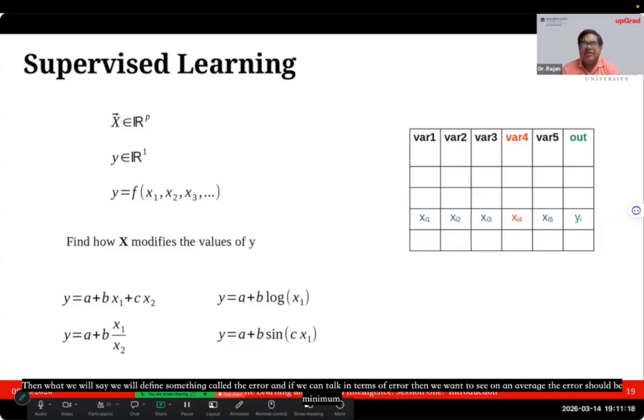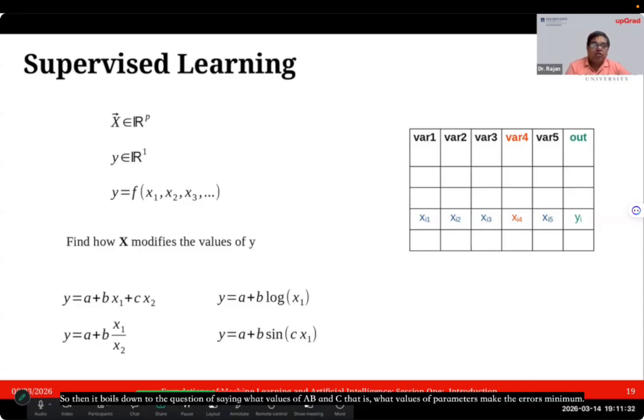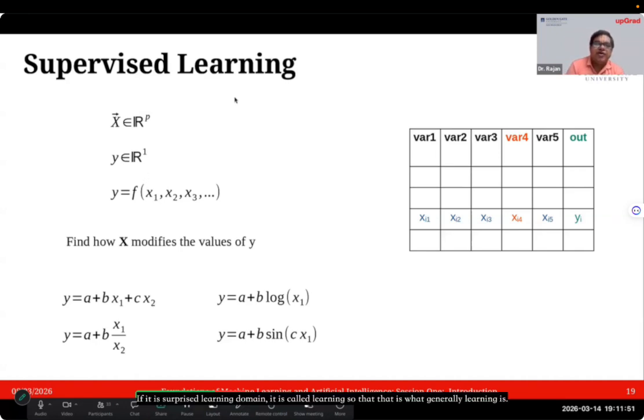Then we will define something called the error. And if we can talk in terms of error, then we want the error on an average to be minimum. So then it boils down to the question of what values of A, B, and C, that is, what values of the parameters, make the errors minimum. Finding those values for the parameters is called training. If it's the supervised learning domain, it's called learning. So that's what learning generally is.